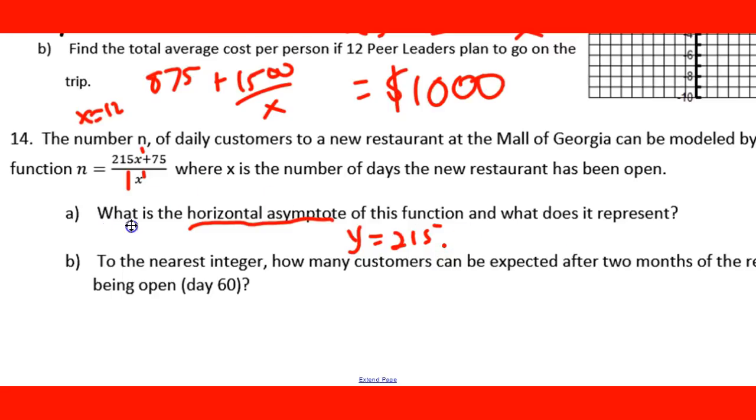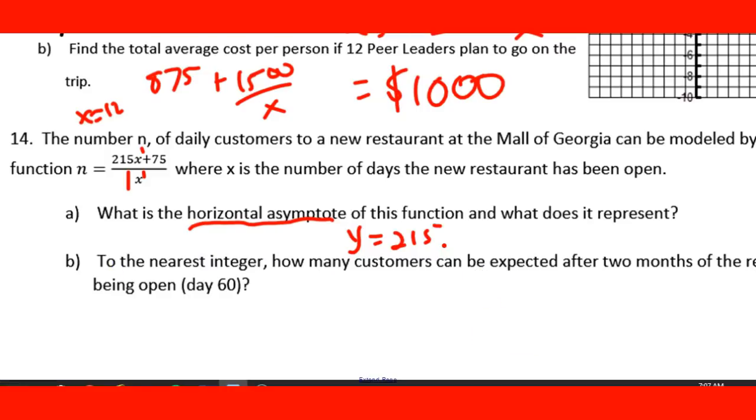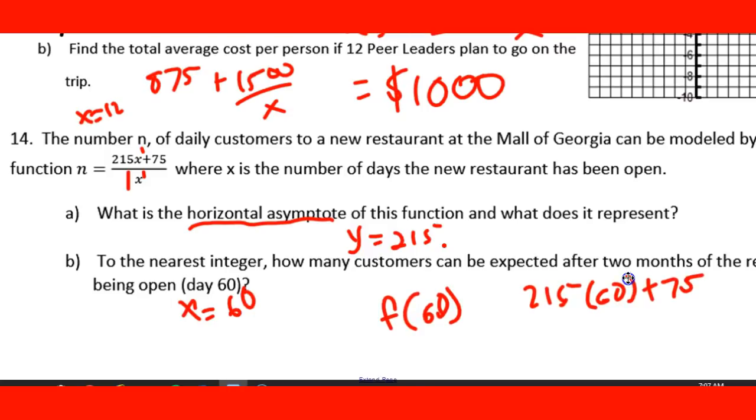Anyway, it says to the nearest integer, how many customers can be expected after 2 months of the restaurant being open? So 60 days. In this case, X is 60. So we plug it in. We go f of 60. So we plug it into the equation. I have 215 times 60 plus 75, divided by 60. And when we do the math on this, we get 216.25.